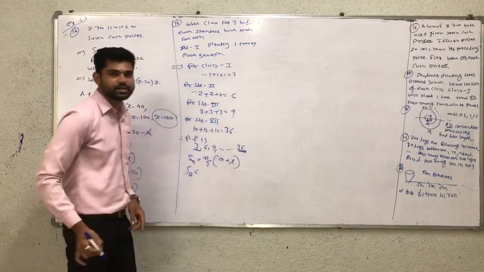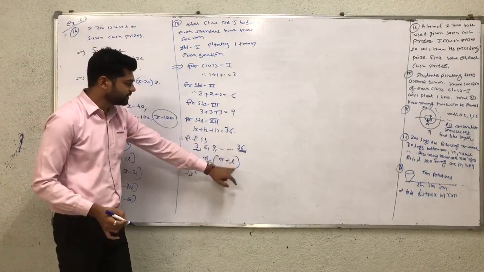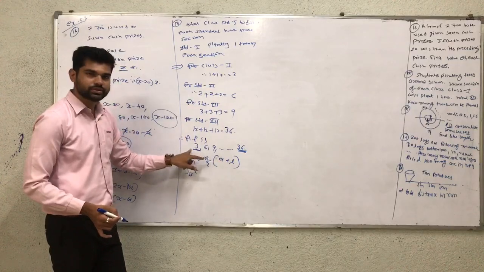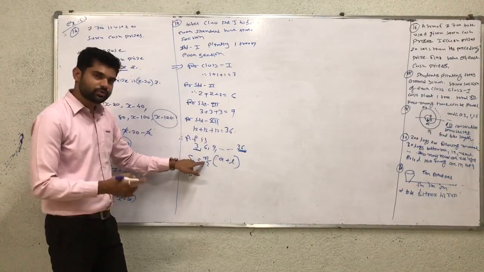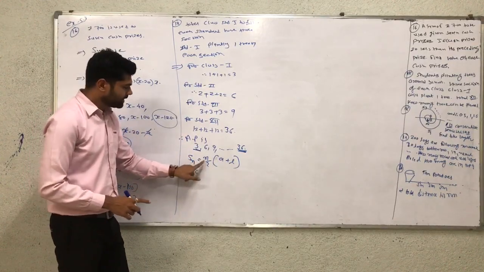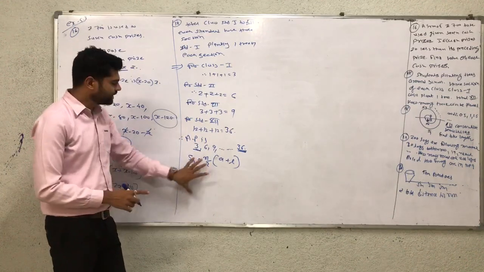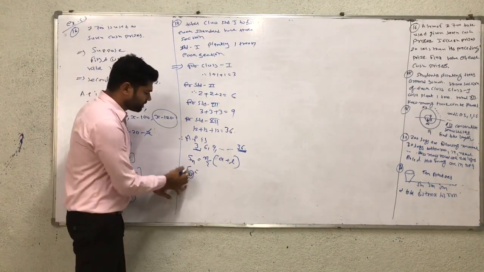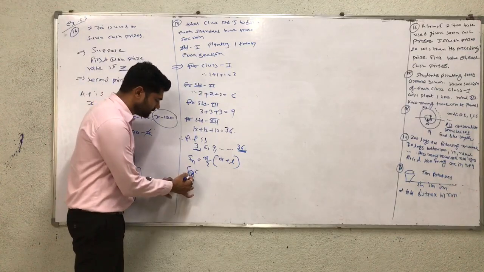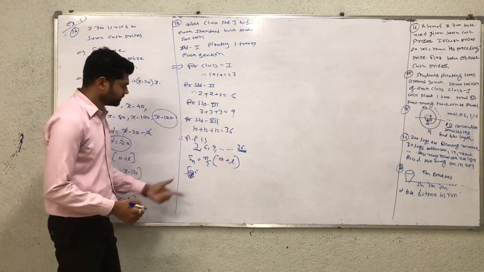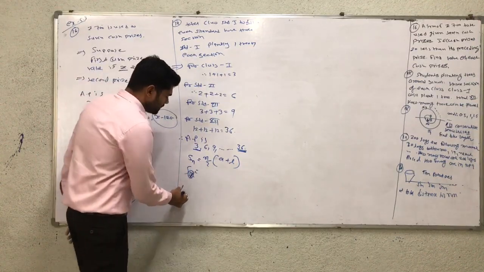The last term is 36, so the value of L is equal to 36. The value of A is equal to 3. And total classes are 12, from 1 to 12. Therefore n is equal to 12. And find the sum of the 12 terms. Sum of 12 terms, so solve it by yourself.